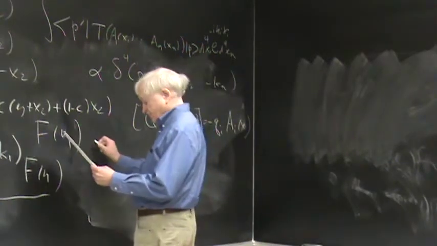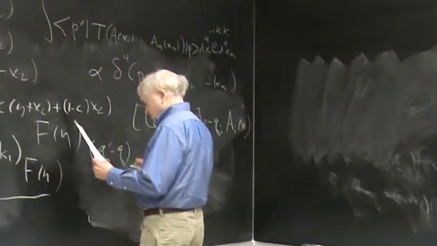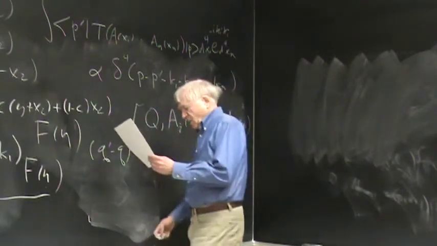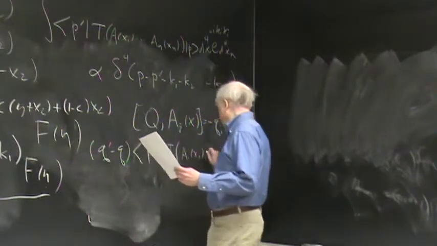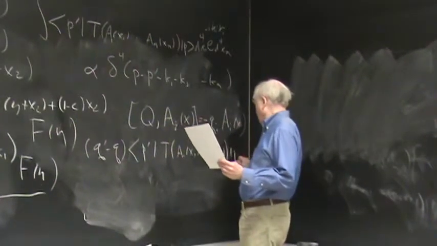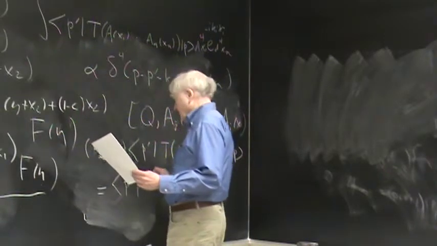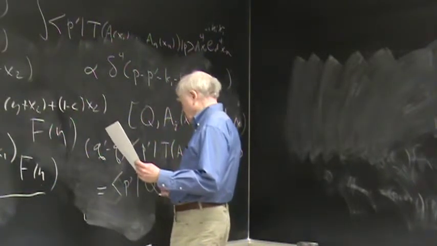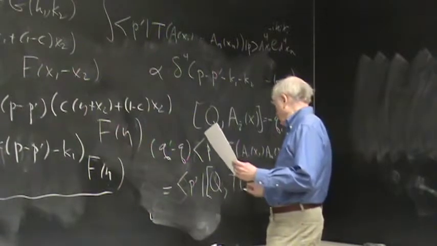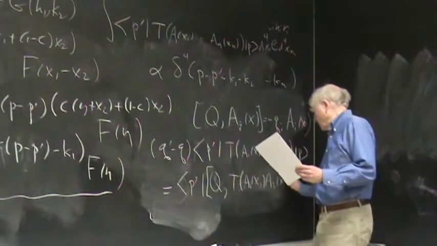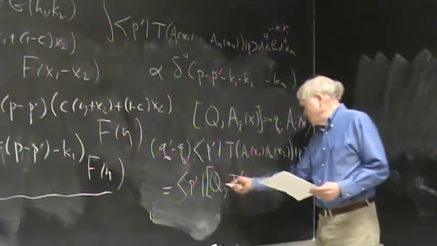And then you can do a similar business where you can say Q prime minus Q is P prime, time ordered product in X1, A2, X2, B. Well, this is P prime, the commutator of Q, I hope I've got this right. Yeah, that's right. Q with the time ordered product of A1, X1, A2, X2, B. So that's that. And on the other hand, Q just goes right through.